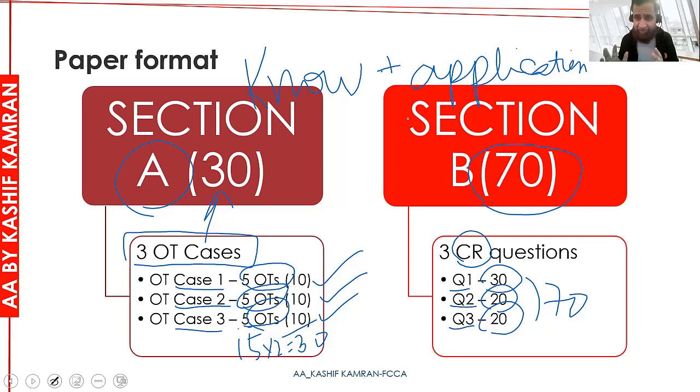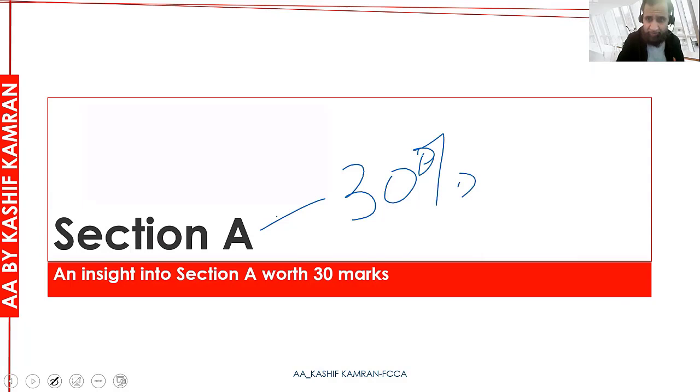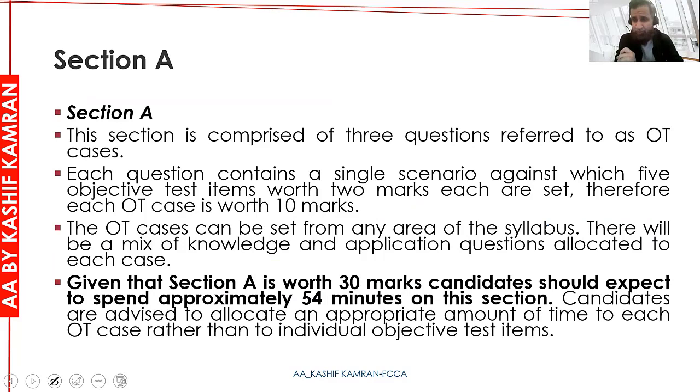Okay, moving further. Let's do a deep investigation of section A, the 30 mark section, which consists of the OT cases, right? So section A is 30% of the paper, consisting of OT cases. Let's see what you should know about it. This section is comprised of three questions referred to as OT cases. I just mentioned that, right? So you have a total of three questions.